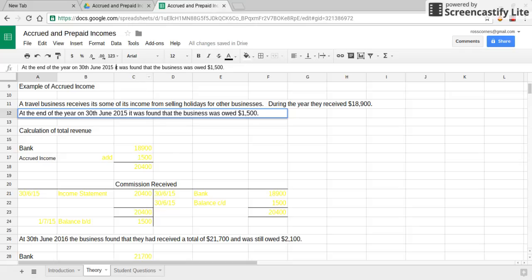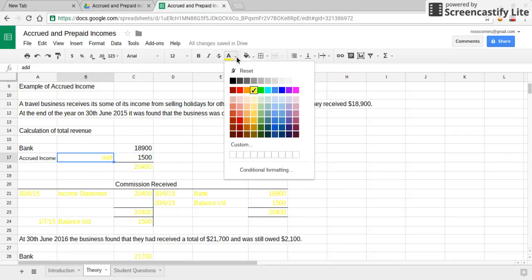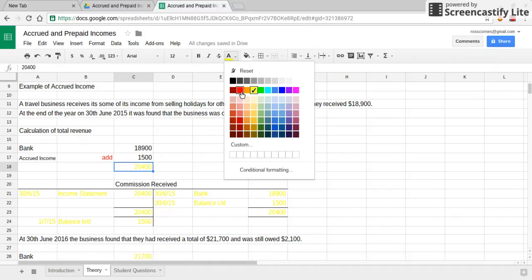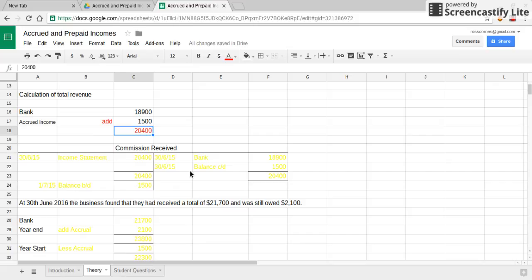So what we need to do is look at what we're going to do with it. Well, the first thing is let's try and work out how much income should have been received this year. Well, clearly all the amount of money received in the bank should have been part of this year's income, and what they've also got is some income that was earned that's not yet been paid for. That totaled $1,500. We're going to need to add that on. The reason why is because it should have been received this year. So the key thing is the accrued income at the end of the year gets added, and therefore the real amount of income should have been $20,400.